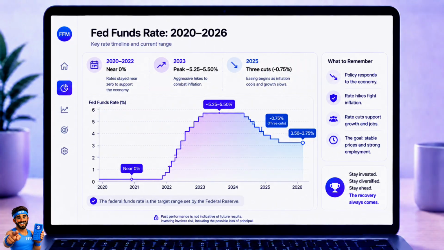To give you a sense of the journey recently, between 2020 and 2022, the Fed rate was near zero, essentially free money. Then inflation spiked, hit 9% in mid-2022, a 40-year high. So the Fed raised rates aggressively from near zero to over 5% in about 18 months. The fastest rate hiking cycle in decades. Then last year, they started cutting again as inflation cooled. Now we're at 3.5 to 3.75 and holding.